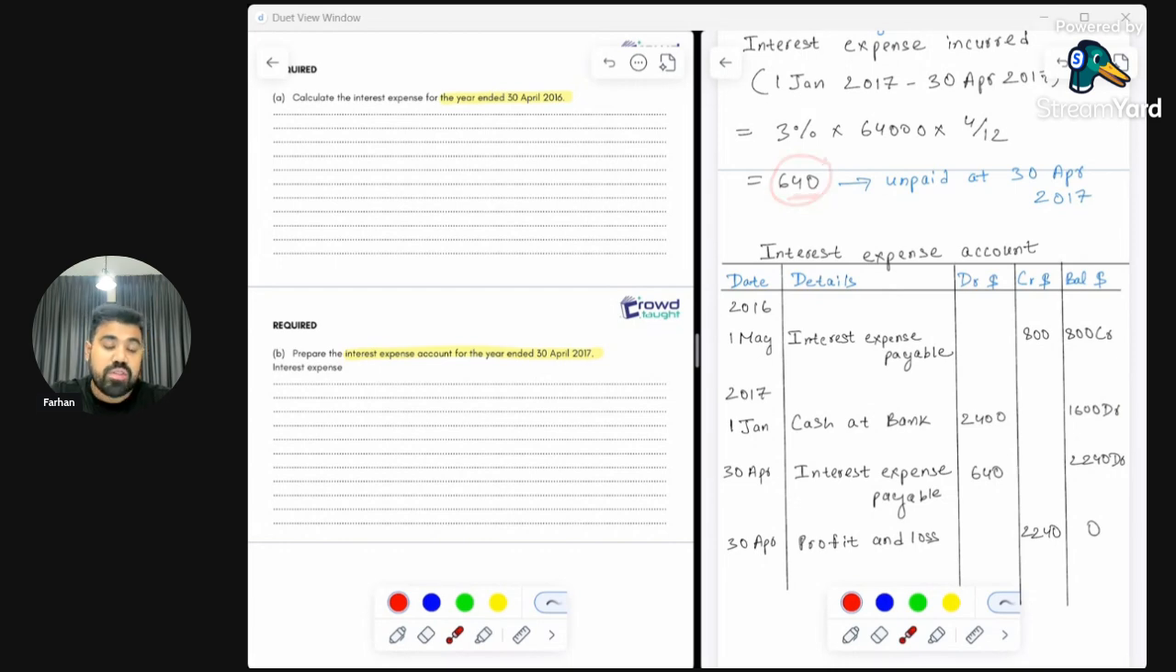So because this is happening at the end of the financial year, this is referring to a closing liability balance. And that is why we have recorded this on the debit side with our details being interest expense payable at 30 April 2017. Okay. So we had previously $1,600 in debit. Now we have more debits coming in of $640. So we just add these two together and we get 2,240 debits. All right. Now, what's left?